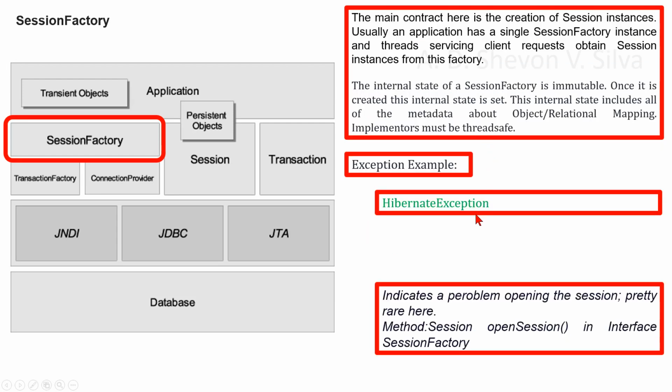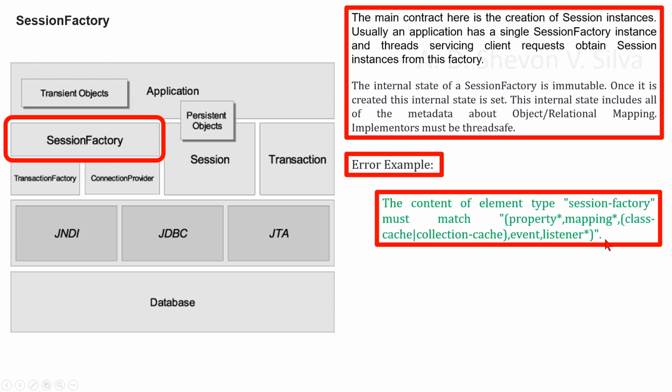As an exception example, we can consider HibernateException. This indicates a problem opening the session, pretty rare here. For example, this exception can occur in the openSession method in interface SessionFactory. As an error example, we can consider this one: the content of element type SessionFactory must match property, mapping, class-cache, collection-cache, event-listener.